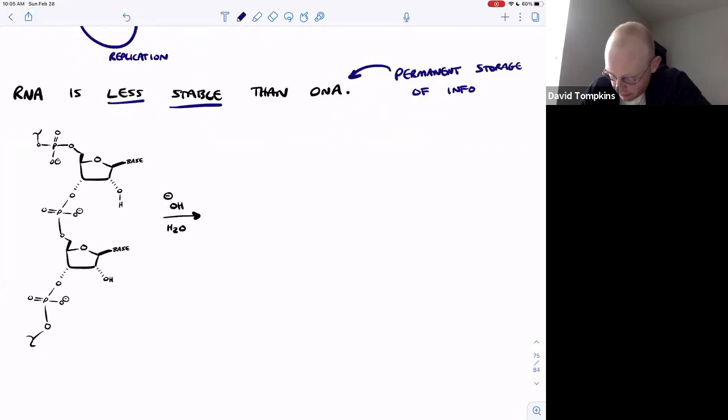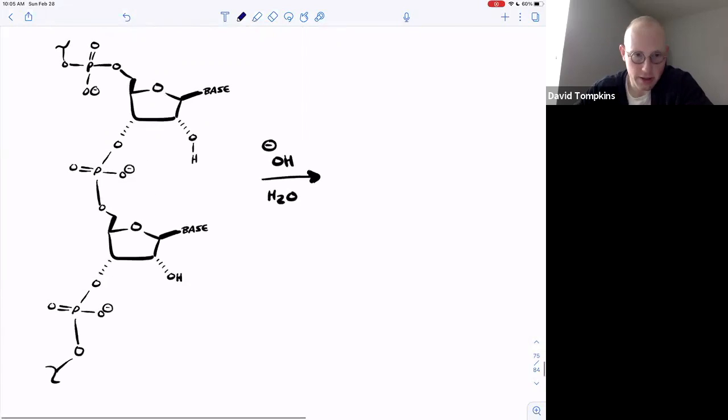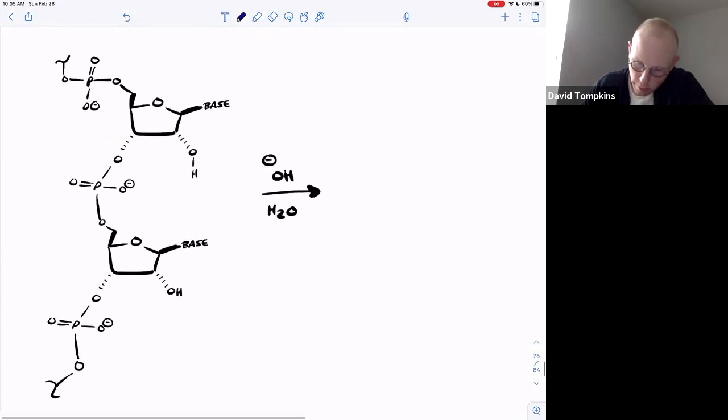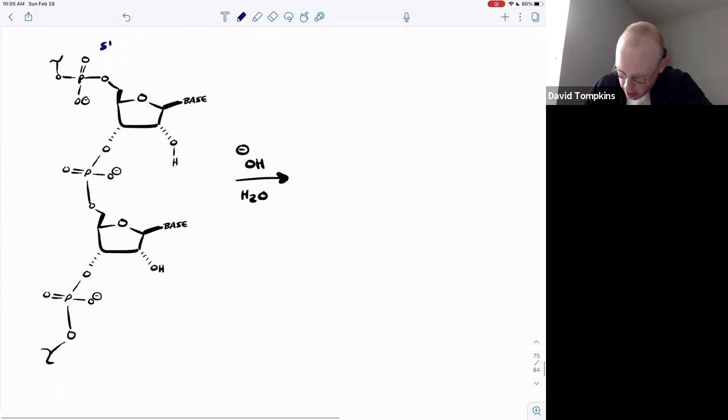So here I have the phosphodiester backbone of an RNA segment, where we would have a phosphate at the 5' end, and then if this were the end of the chain, there would be a free alcohol at the 3' end, but I'm showing that it's connecting through another phosphodiester bond to another nucleotide at the 3' end.